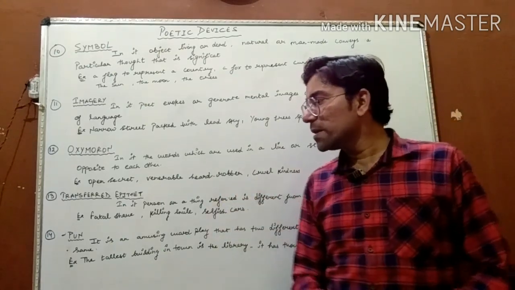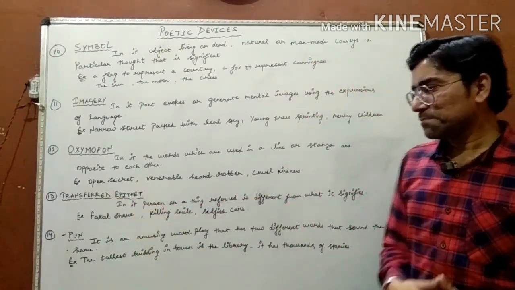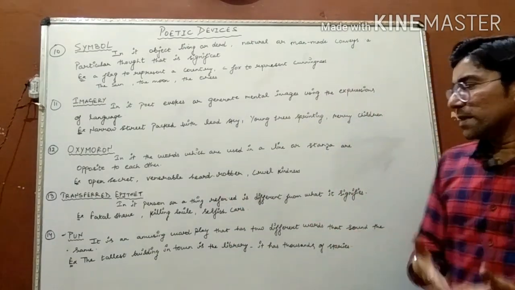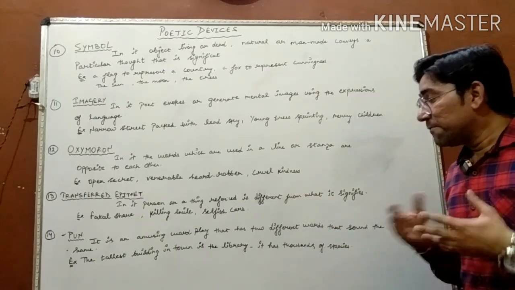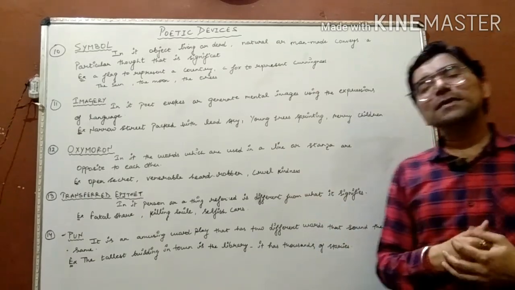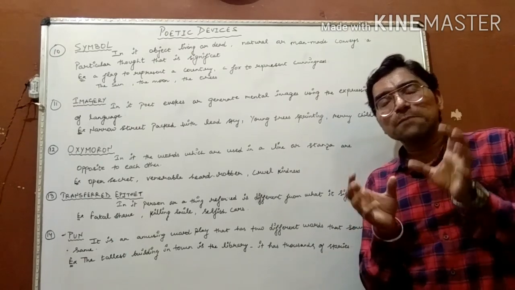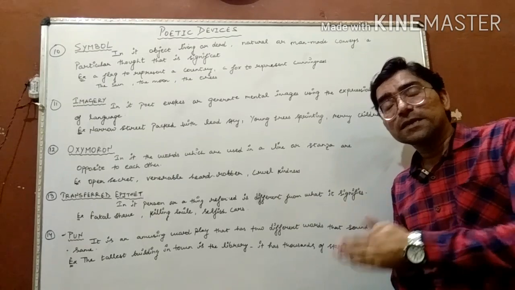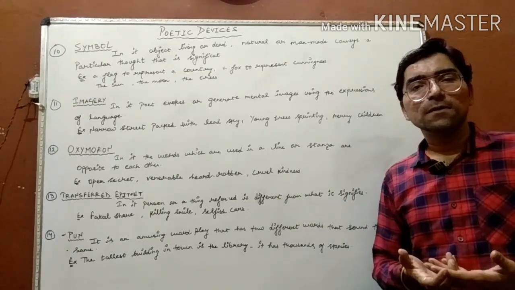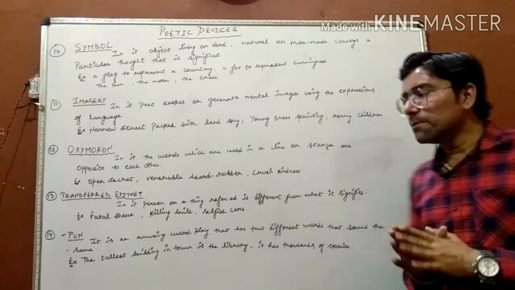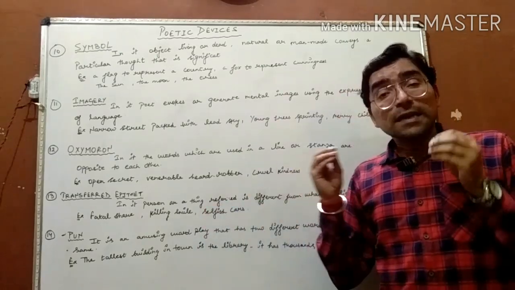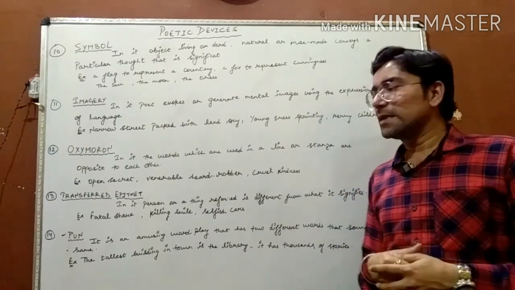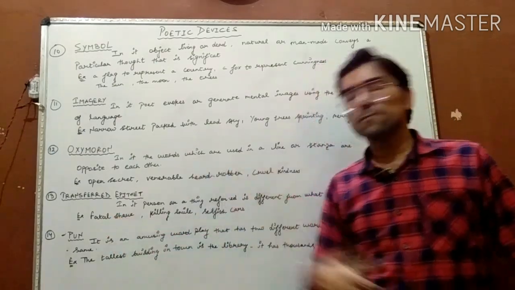Now let's move on to the next poetic device, that is transferred epithets. It is a bit of a tricky poetic device. In it, a person or a thing is referred to differently from what it signifies. What the poet mentions in a poem is completely different from what it signifies, from its reference in the statement. For example, fatal shore.